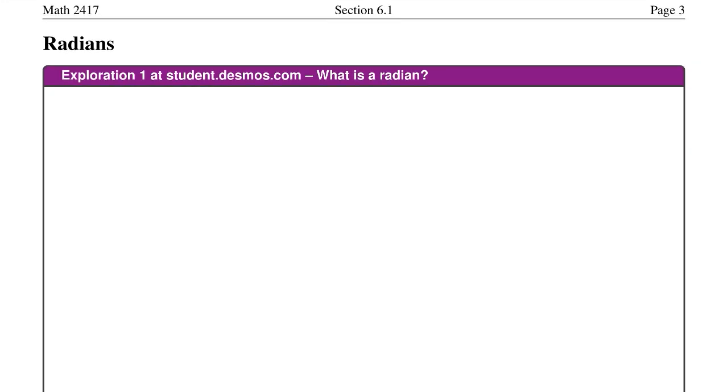All right, here you have an exploration. Go ahead and follow the link that was given to you on the website and go to student.desmos.com and find this activity. Run through the activity to determine what exactly a radian is. Go ahead and pause the video at this time, complete the activity, and then come back to the video.